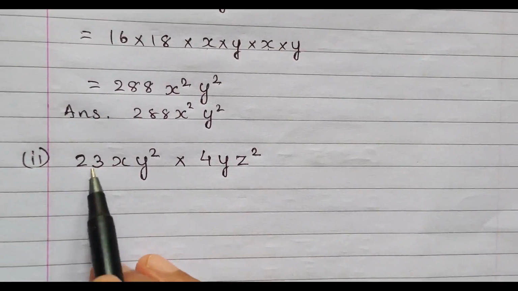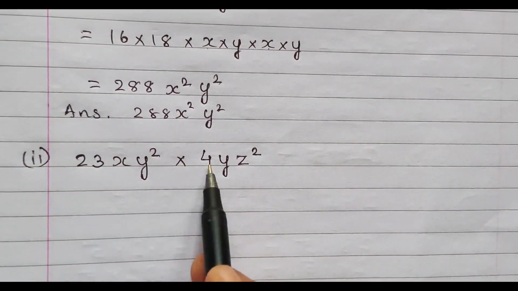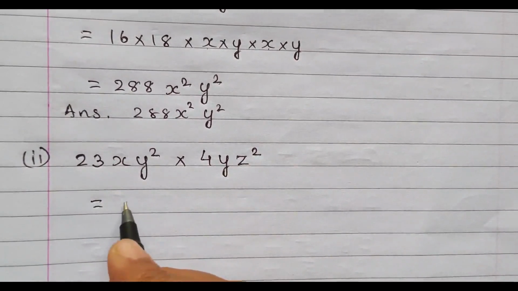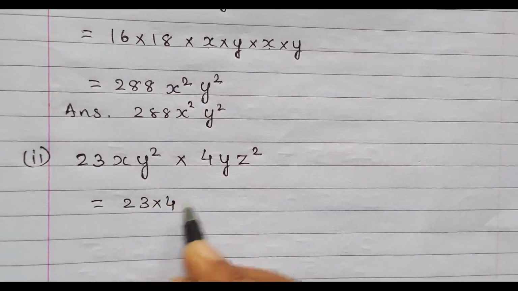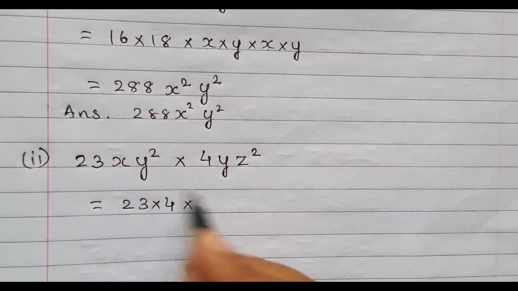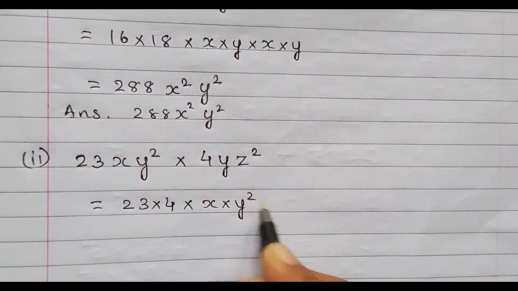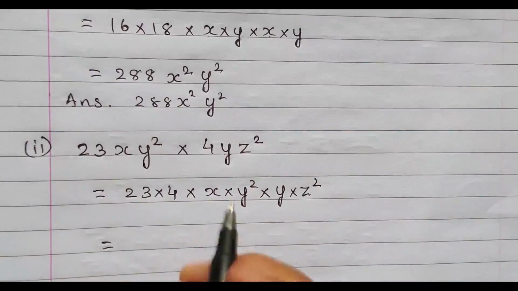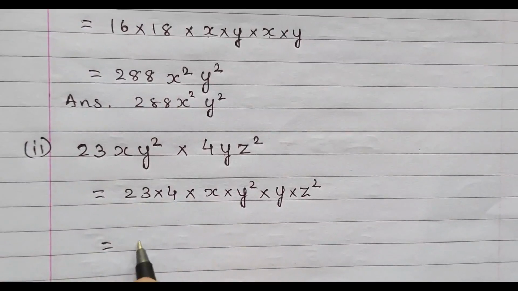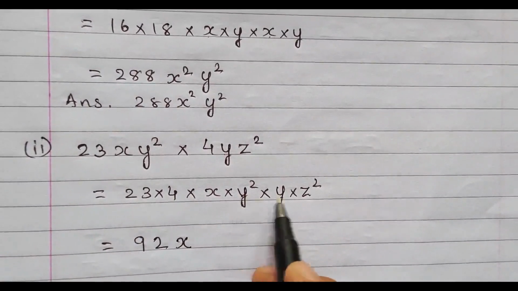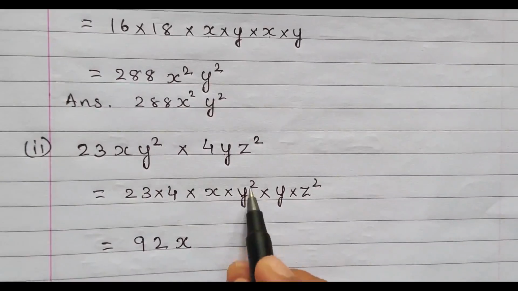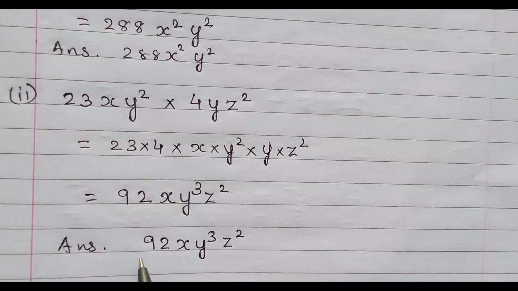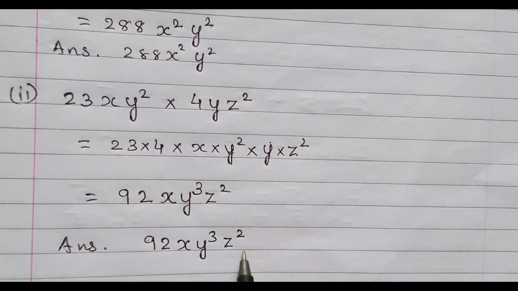The second question is 23xy square multiplied by 4yz square. So first multiply the coefficients. So you get 23 multiplied by 4 multiplied by x multiplied by y square multiplied by y multiplied by z square. So 23 into 4 is 92x. Y square multiplied by y will give you y raised to 3 or y cube and z square. So the answer is 92x y cube z square.